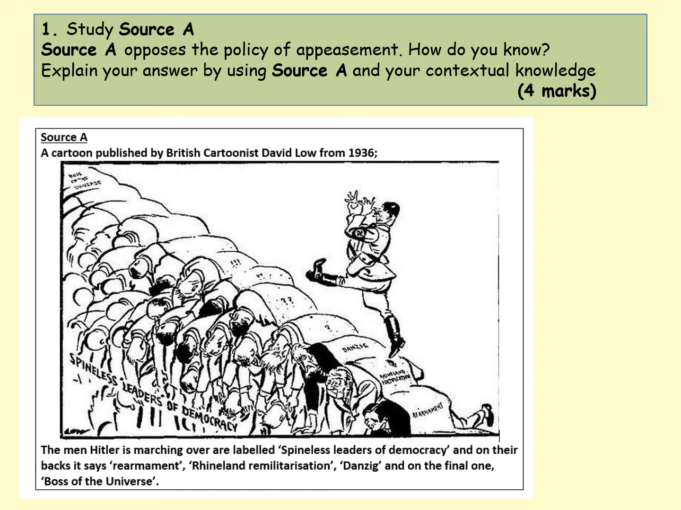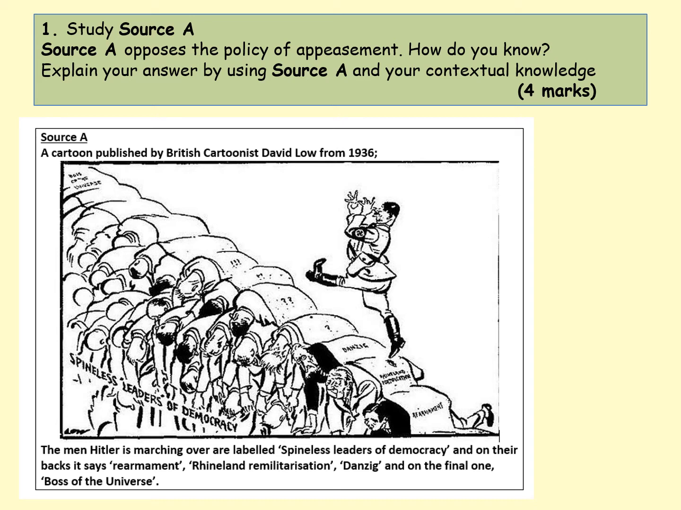There's a few clues in this source for you to look at. Firstly, it calls the leaders of democracy the spineless leaders of democracy, which suggests that they were quite weak. And then the fact that Hitler, as you can see here, is portrayed walking across them suggests that he's walking all over them. He's pulling a face here, which suggests that he's got no respect for them. And the words on their backs talk about the rearmament of Germany, the remilitarization of the Rhineland, and the taking over of Danzig as well. And then at the end, it talks about boss of the universe, so it suggests that if Hitler's not stopped, then this is the eventual progression for Hitler.